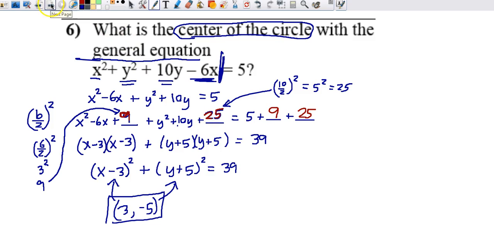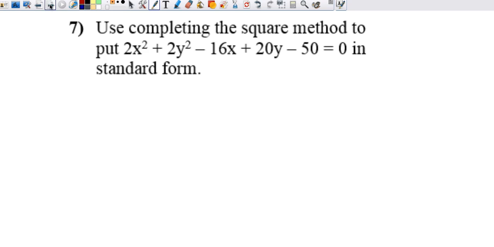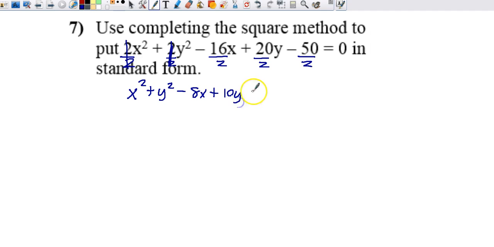Okay, question 7. Use completing the square to put this in standard form. Anytime you have a coefficient in front of the square terms, we want to divide that out. So that's the first thing I would do here. We got a 2. I want to divide everything by 2, so I can cancel those out and reduce these. So this is going to be x squared plus y squared minus 8x plus 10y minus 25 equals 0.